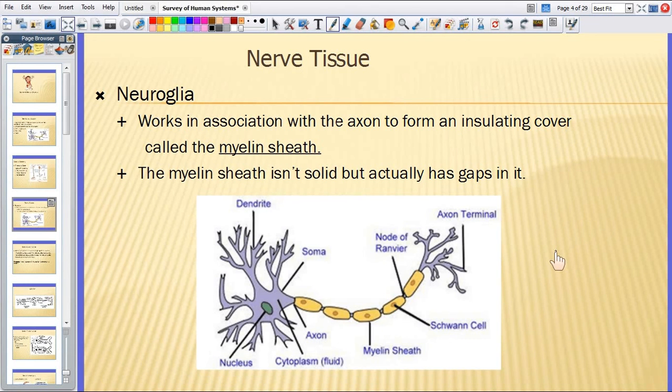We've covered the three main portions of the neuron: the cell body or soma, the dendrites, and the axon. These parts don't work alone, however. They're supported by the neuroglia. The neuroglia work in association with the axon to form an insulating cover. That cover is going to improve the efficiency of the electrical impulse that's going to move down the axon.